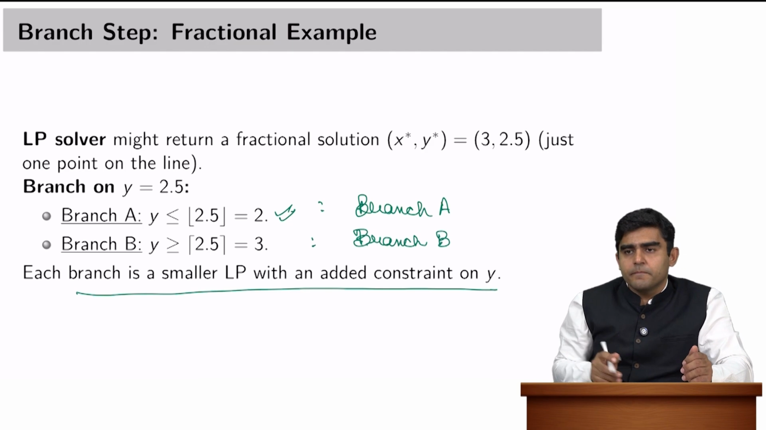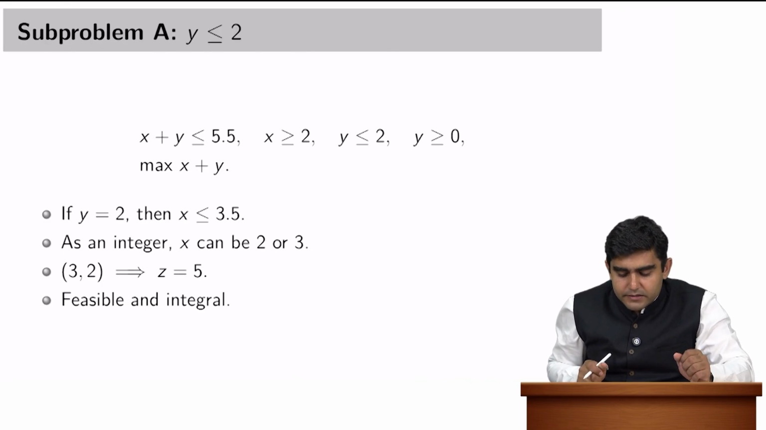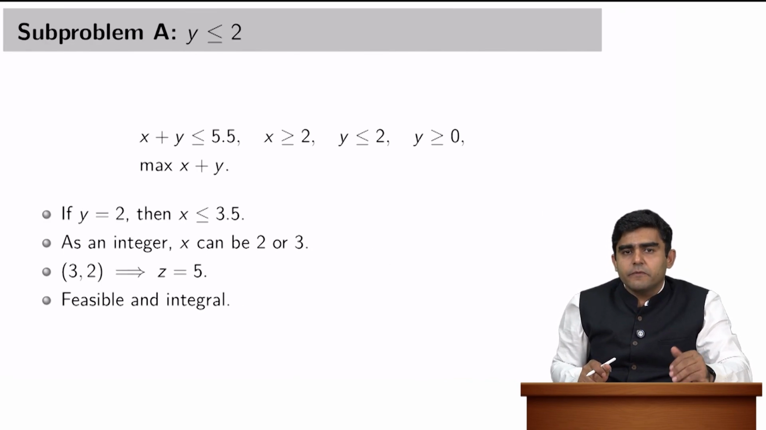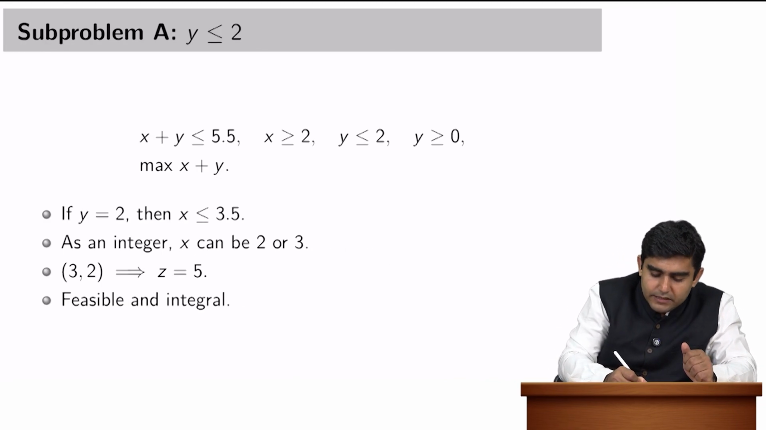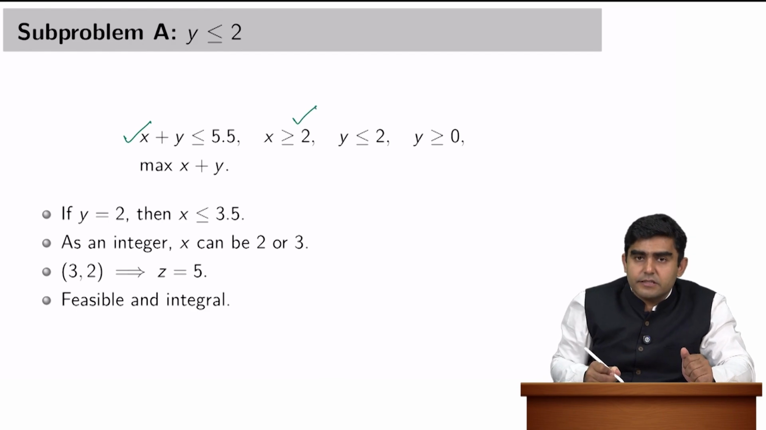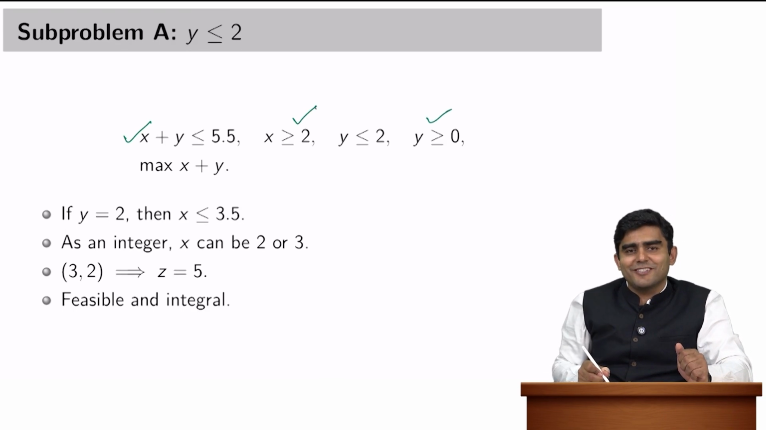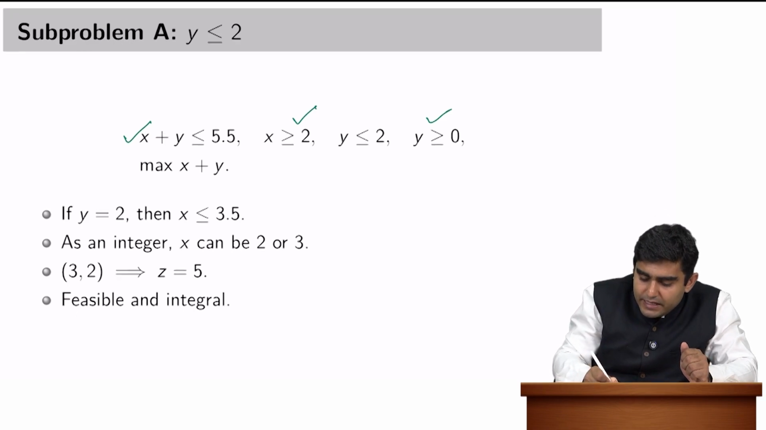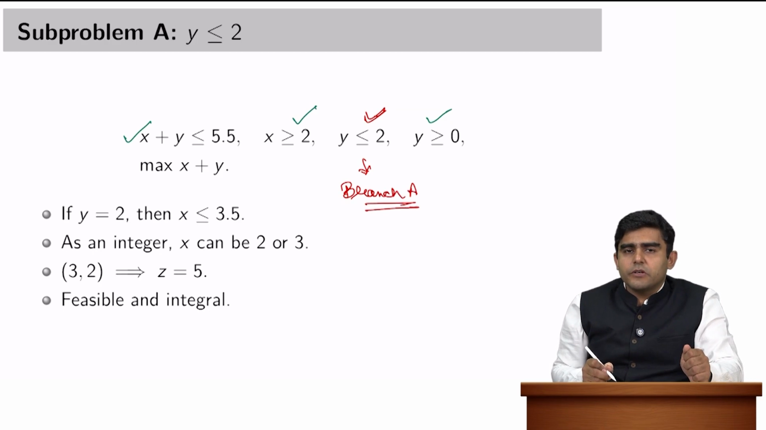Now I will solve this subproblem A where y is less than or equal to 2. You see, this was my original constraint, this was my original constraint, this was my original constraint. This is the added constraint from branch A. And then I simply solve this particular problem.